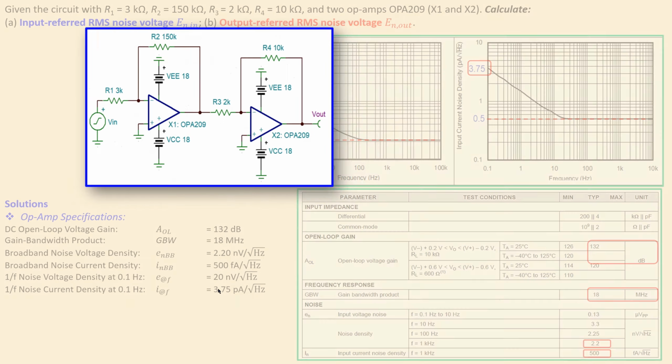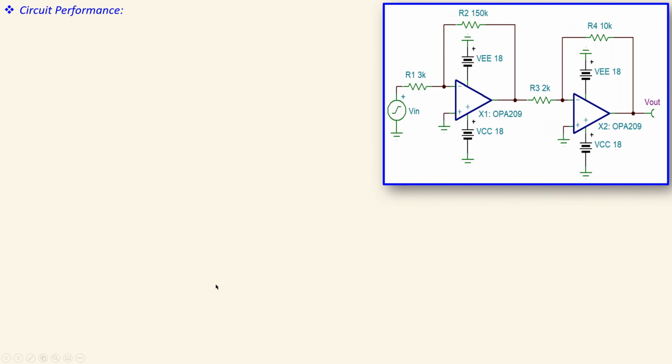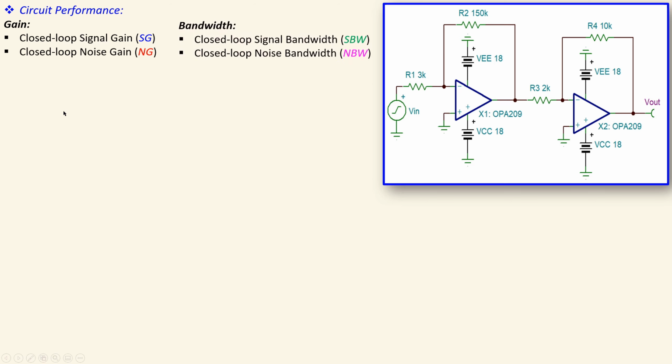So let's look at the next step, which is the circuit performance. Since we have now a two-stage amplifier, we will of course look at each stage separately. Now again, we need to look at the gain. So we have the closed loop gain and also the open loop gain, of course, but in this case we have a closed loop system, so it is closed loop signal gain and closed loop noise gain. For the noise analysis we will use this one, and for the performance in the frequency, of course we need to look at the bandwidth.